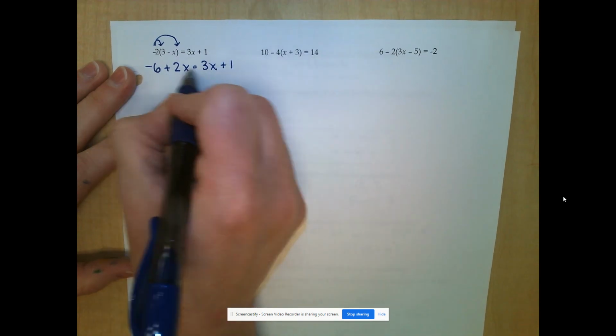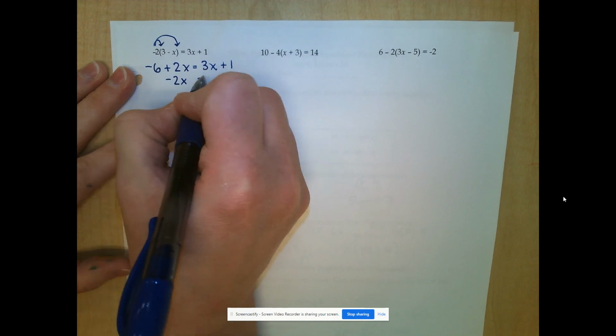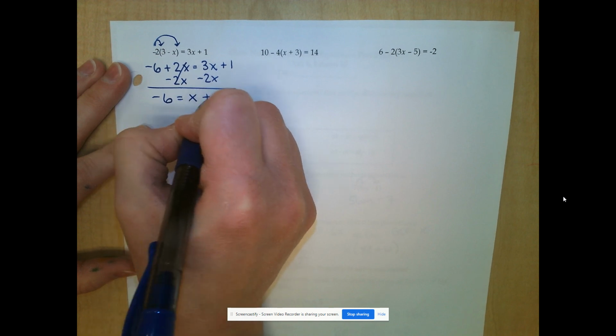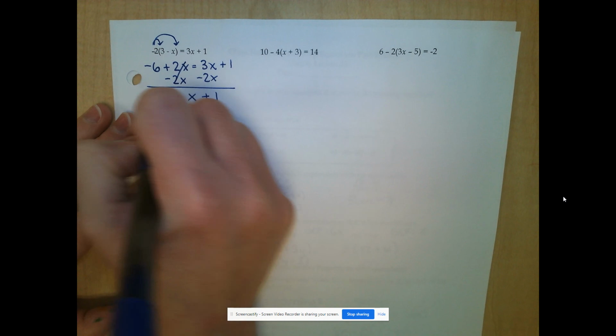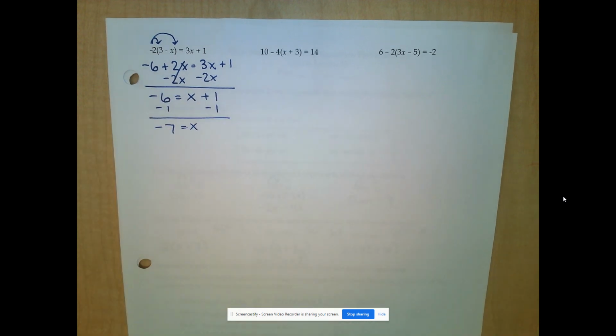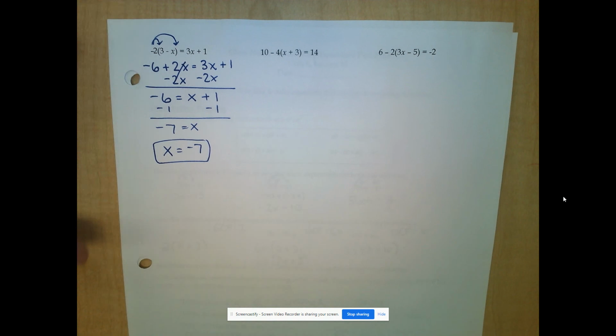I want to bring all of my x's from one side to the other. So instead of plus 2x on the left, I'm going to subtract 2x from both sides. -6 equals x plus 1. This is great. Again, it stayed positive. Subtract 1 from both sides. -7 equals x. And you would not see somebody leave the variable on the right side. We would rewrite it as x equals -7.